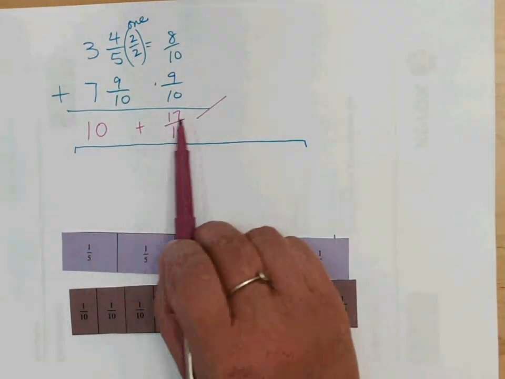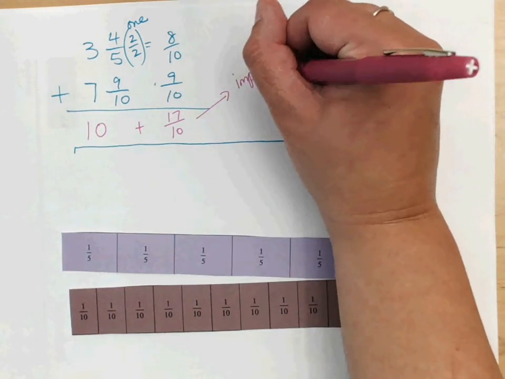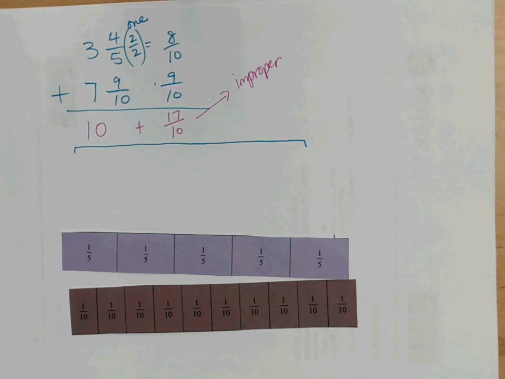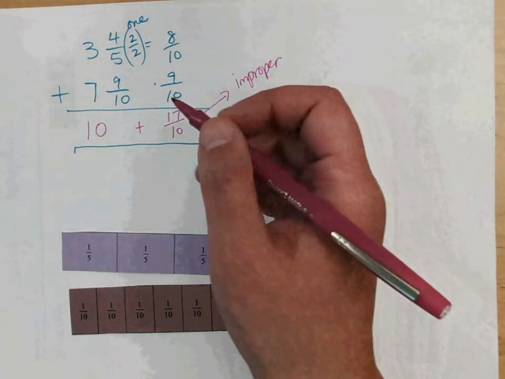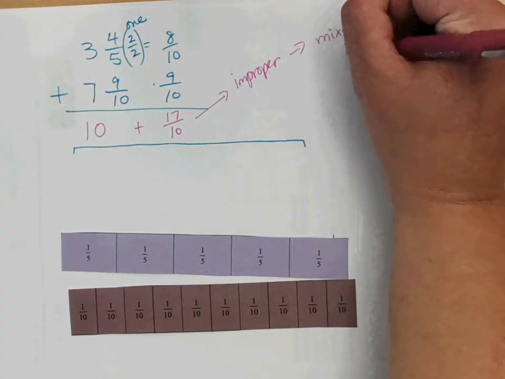So really, these are addition: 10 plus an extra 17 tenths. 17 tenths is what we call improper. How do we make it into a proper fraction, or a mixed number, I should say? Mixed number.